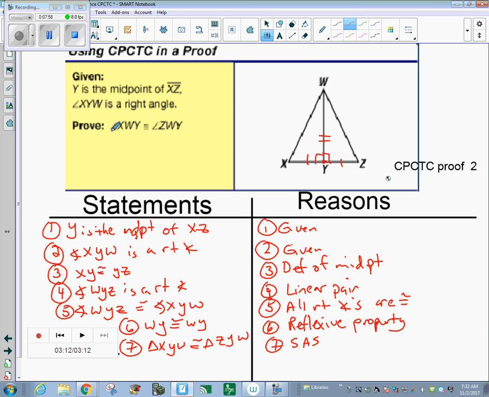And now that we have that, we're going to go one step further and prove that XWY, so this angle right here, is congruent to that angle, ZWY. And since we got the triangles congruent, we can pick any pieces we want in there. And so we can finally say that angle XWY is congruent to ZWY by CPCTC. Corresponding parts of congruent triangles are congruent. So that concludes all of our proofs for the day. Once you complete this, you can start working on your homework. Thank you.